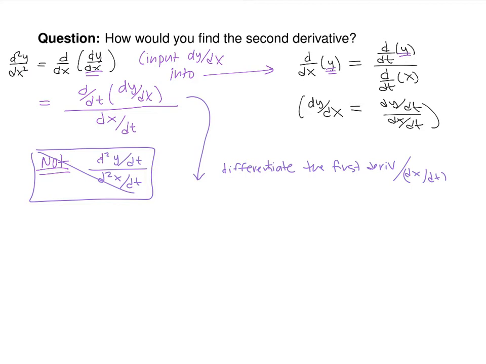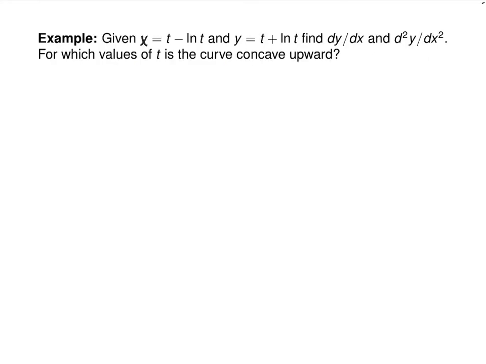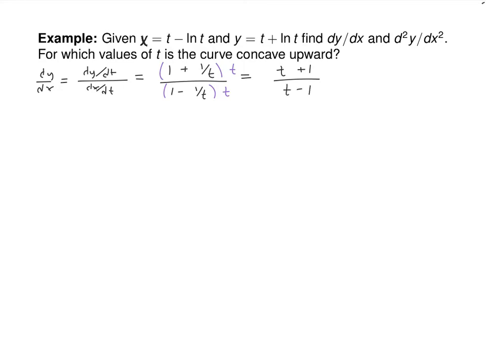So let's actually apply this to a particular example. Given x equals t ln t and y equals t plus ln t, find dy dx, the first derivative, and the second derivative. So dy dx is dy dt over the derivative of x with respect to t. So that will be 1 plus 1 over t over 1 minus 1 over t. And let's simplify that by multiplying the numerator and denominator both by t. So that simplifies to t plus 1 over t minus 1. Doing this will make taking the second derivative a lot easier. So here is your first derivative.